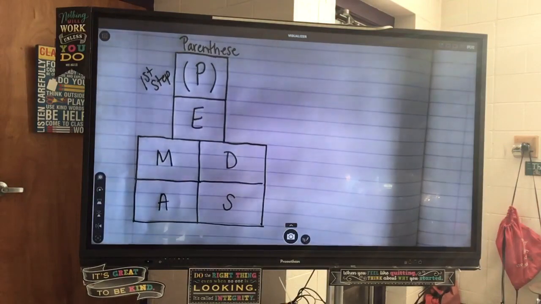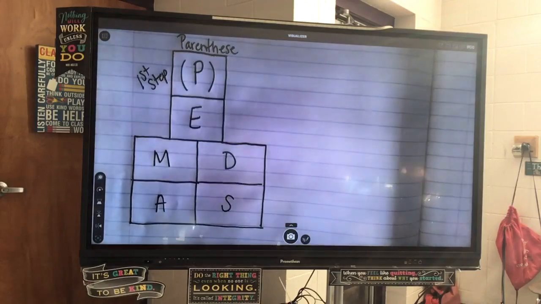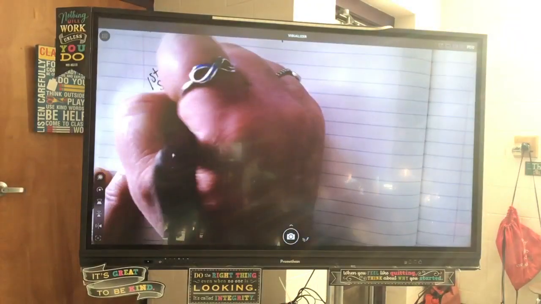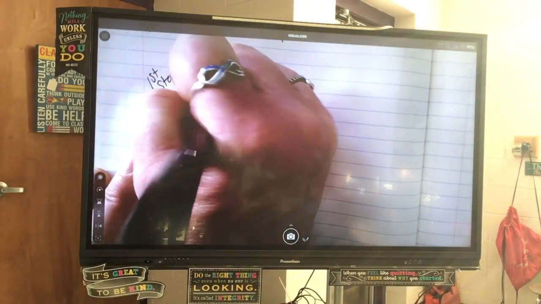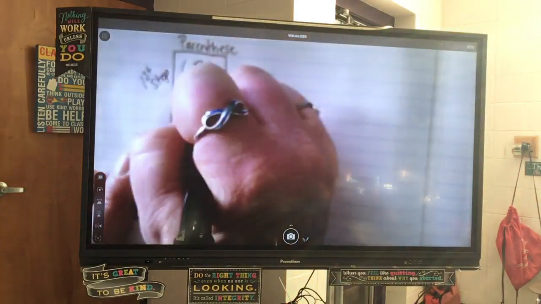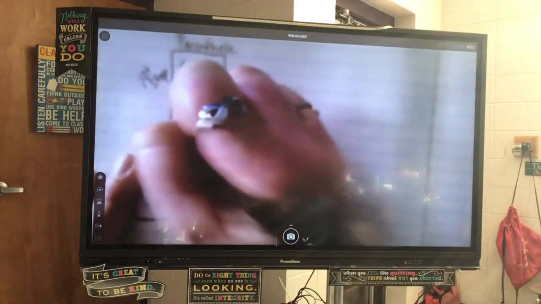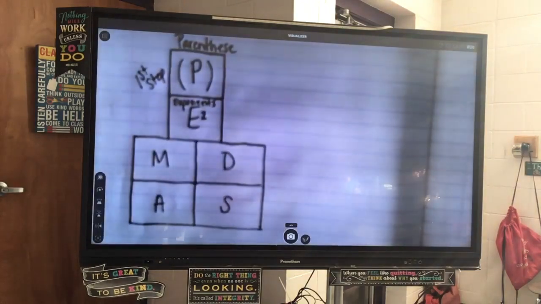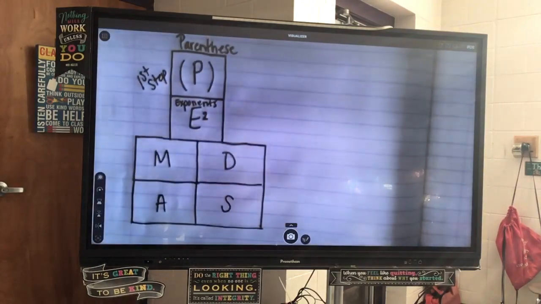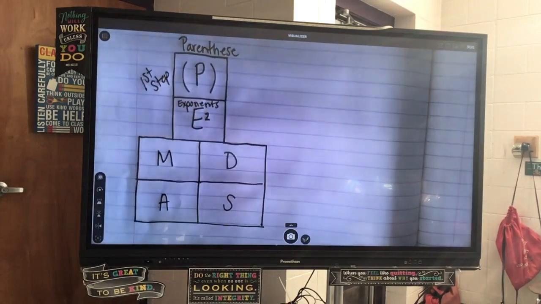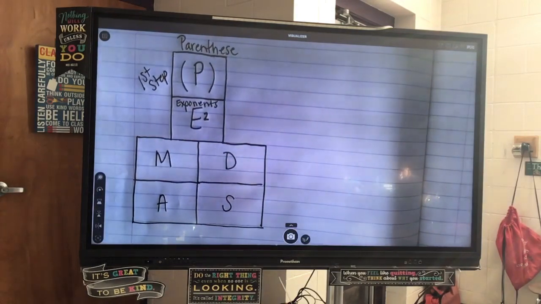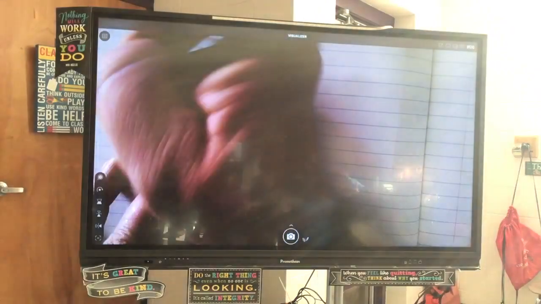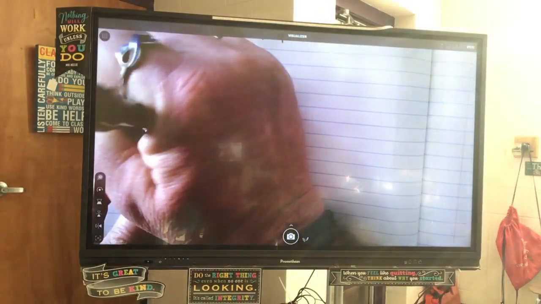Alright, what does the E stand for? What does the E stand for, Noah? Exponents. Alright, and then with exponents you have that little 2 or 12 or 14 or 4 or 3, it really just depends. But your exponent is that little number next to a big number. This is always the second step.